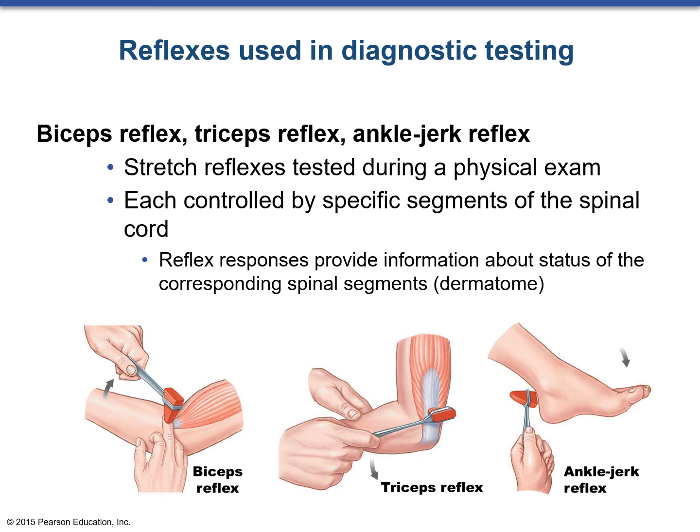Additional stretch reflexes that can be done throughout the body are going to be the biceps, triceps, and ankle jerk reflex. These are going to be very much the same as the knee jerk reflex. Here, we're simply going to tap the tendon to stretch the muscle and cause it to contract back. The reflex responses provide information about the status of the corresponding spinal segments, much like a dermatome.